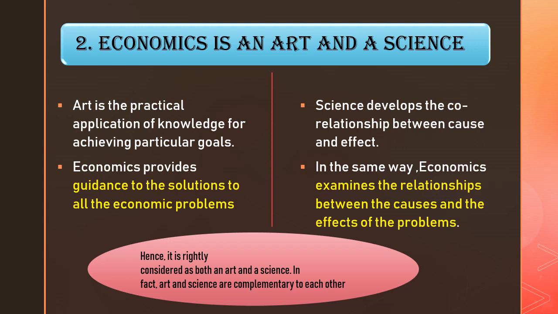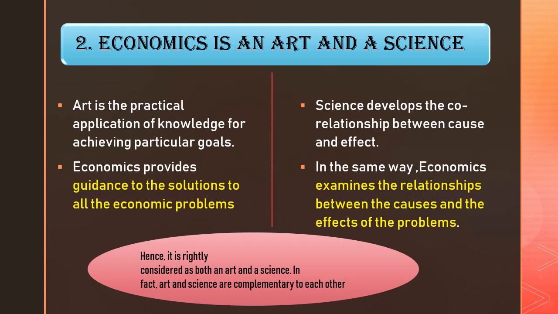Before considering any law in science, they usually study the relationship between cause and effect. What are the reasons of any problem? Then what is the result of that thing when it actually happens? So in the same way, economics examines the relationship between cause and effect of the problem. So hence we can say that economics is an art as well as a science.